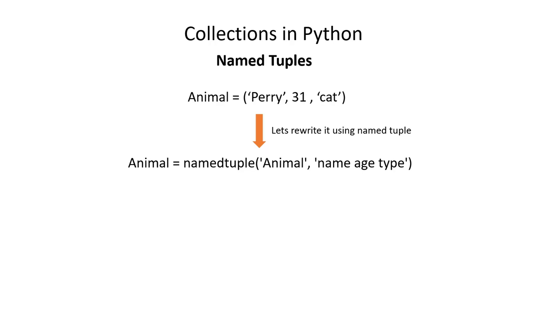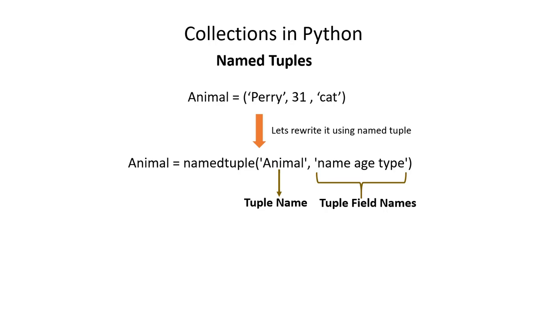The first argument being the name of the tuple, and the second argument will be values which are going to define the fields of the tuple. So the first element is just going to be a tuple name, and the second element will be nothing but tuple field names. So now we have a named tuple object which is termed as animal in this case.